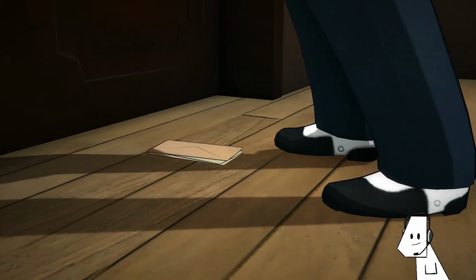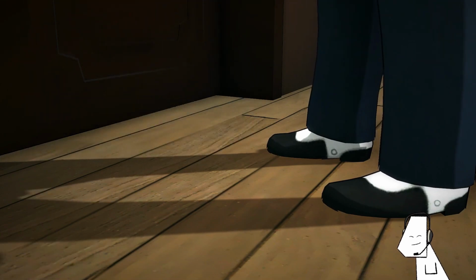A letter has arrived, and the graphics is kind of cool, kind of stylized.